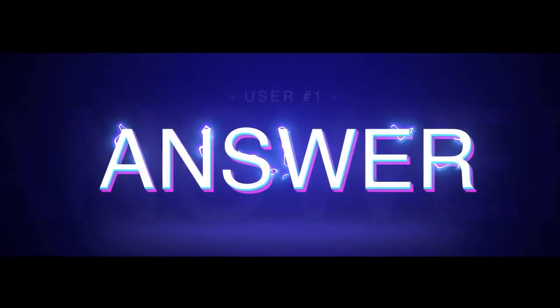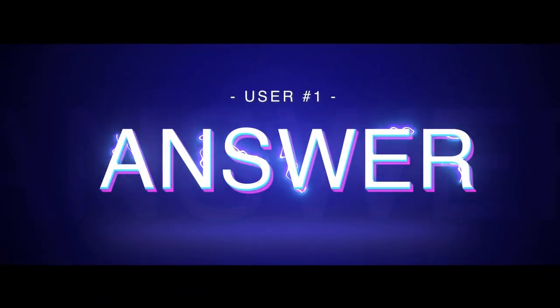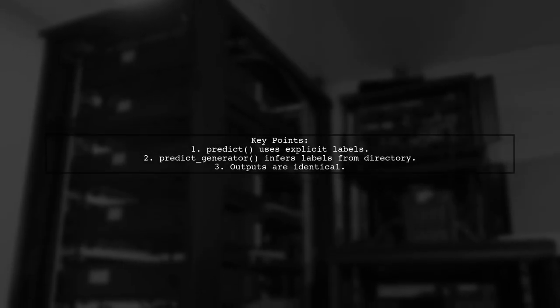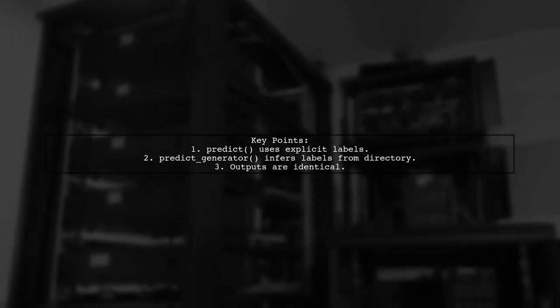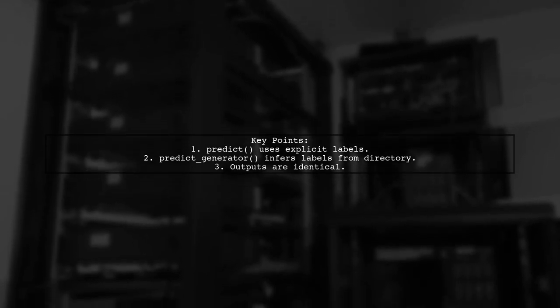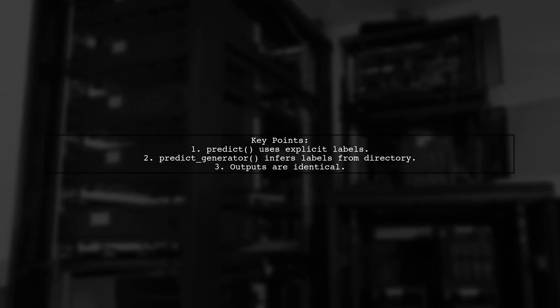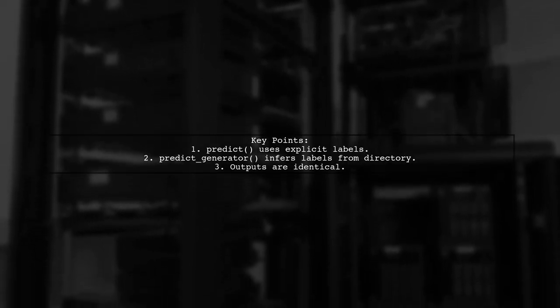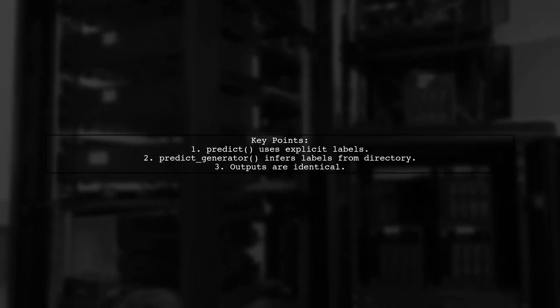Let's now look at a user-suggested answer. The output from Predict and Predict Generator in Keras is actually the same, but they appear different due to how labels are provided. Predict uses explicit labels, while Predict Generator infers them from the directory structure of the training data.